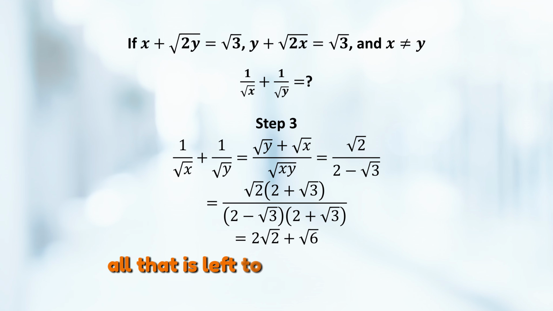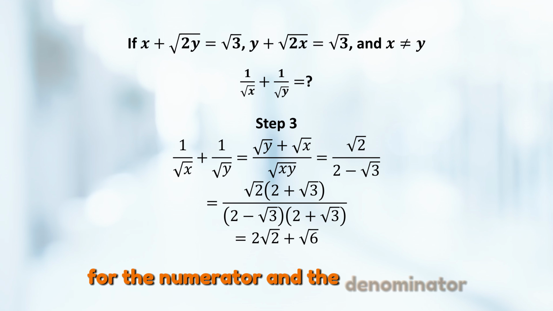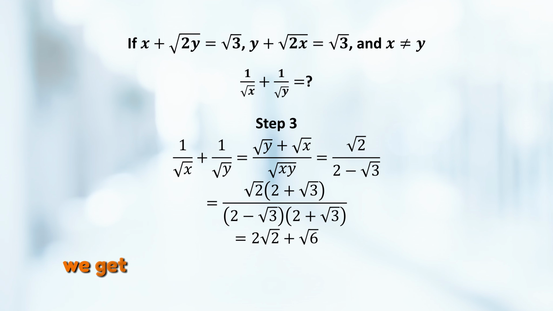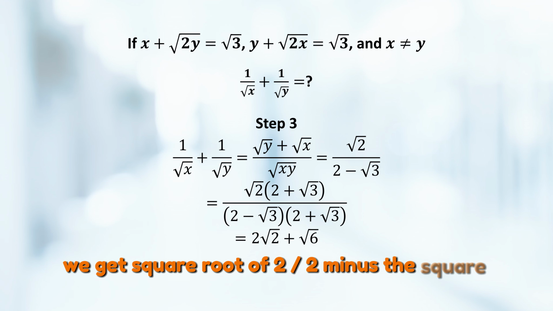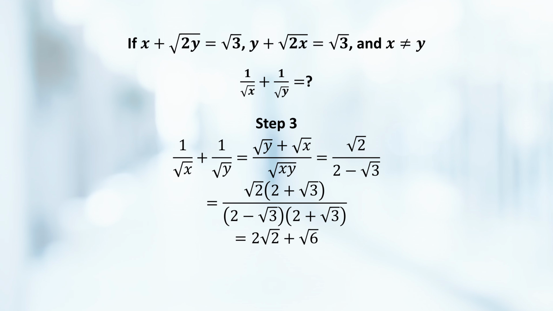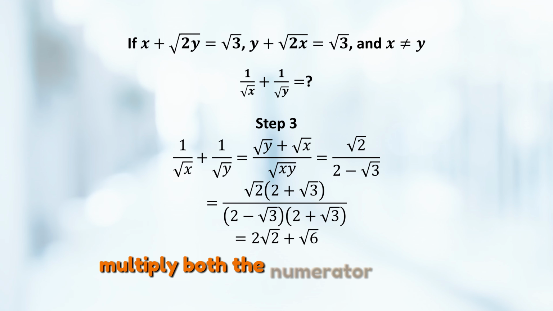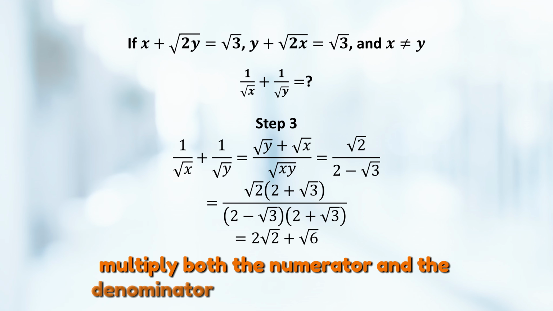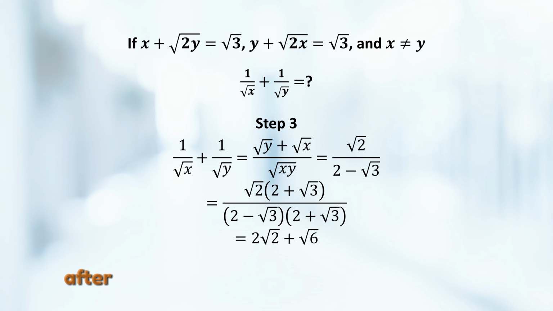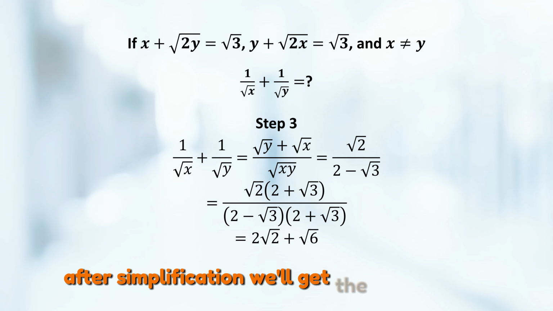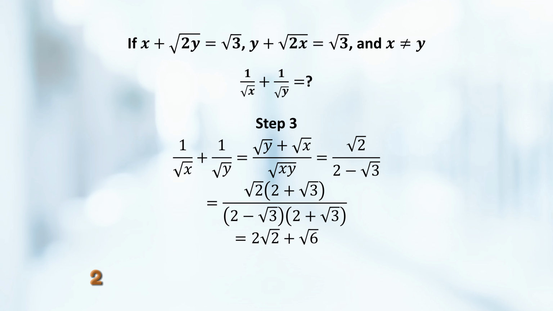All that is left to do is to plug in the corresponding values for the numerator and the denominator. We get square root of 2 divided by 2 minus square root of 3. We'll multiply both the numerator and the denominator by 2 plus square root of 3. After simplification, we'll get the final answer, 2 square root of 2 plus square root of 6.